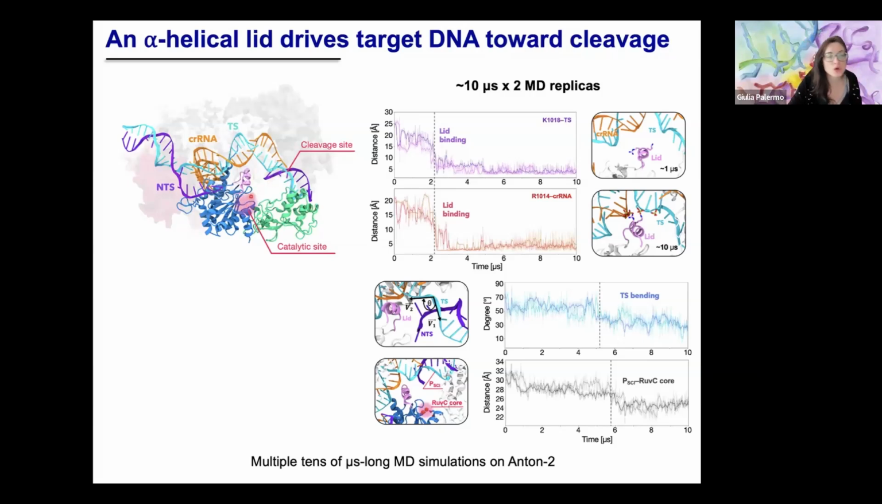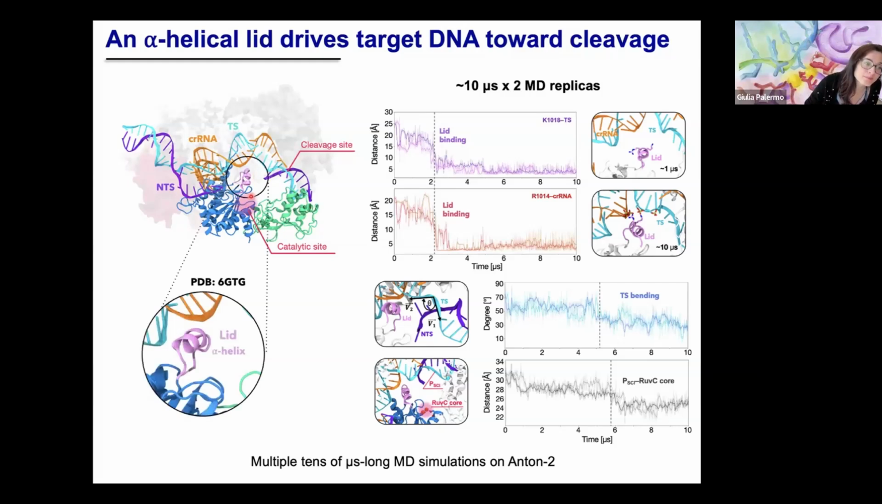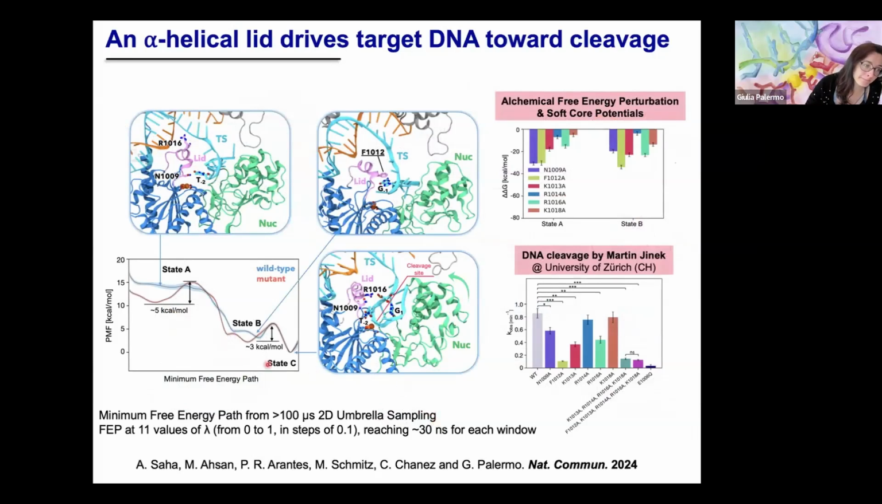So what happens here is that Akash first used Anton 2 to characterize the long time scale dynamics of the system, and he found that an element in RuvC, an alpha helical lid that was supposed to close and open the RuvC active site, was engaging in strong interactions with the target strand, leading the target strand to approach the catalytic site. Akash also performed umbrella sampling simulations to drive the target strand toward the active site in the wild type Cas12a, which is here in blue, and the profile is here in blue.